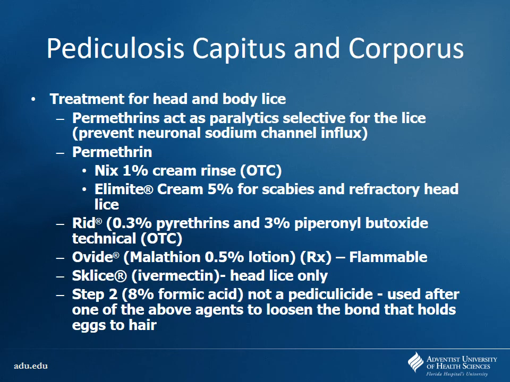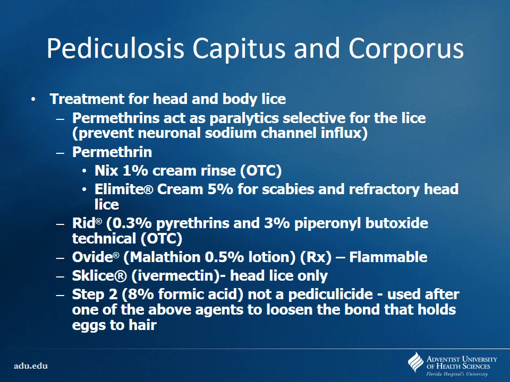As far as treatment for head and body lice, permethrins are our main drug of choice here. Basically, permethrins are very specific for working on the lice themselves and, fortunately, not really selective for affecting humans, and they act as paralytics. They prevent these neuronal sodium channels from closing, and if you disrupt that, you prevent nervous signal transmission, and thus the bugs get paralyzed and die essentially.